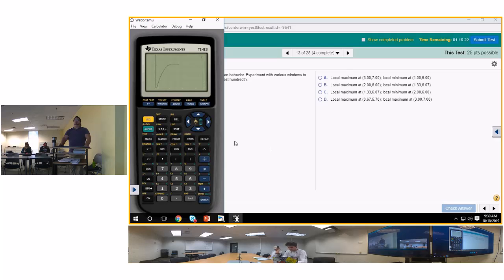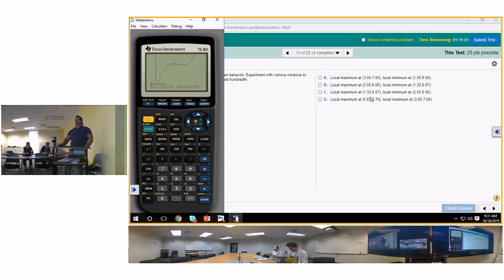And there is your max and your min. So now all you have to do is find it. And that'll be second, trace. And I'm going to find the max first because it's to the left, and we read from left to right, most of us. Enter, right, enter, left, right there. So write that down. That's your max: 1.33 and 6.07.